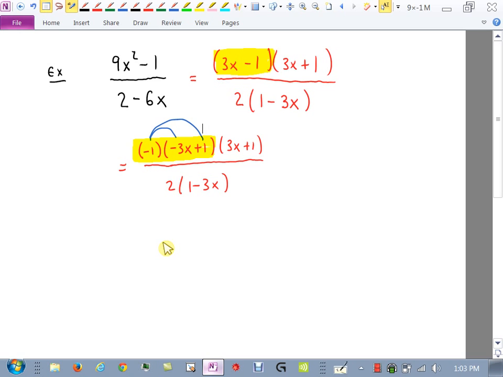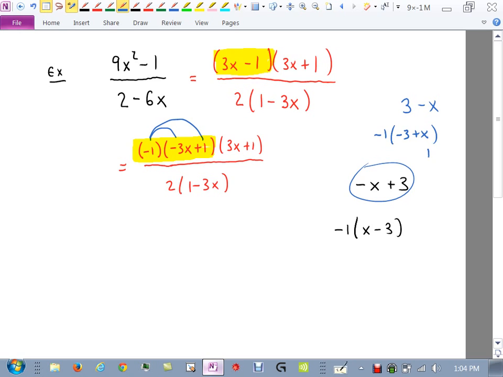It's always sitting there next to it. Look at this. If I wrote negative x plus 3, could you factor a negative out of this? You could say that's negative 1 and that's x minus 3. If I distribute this negative, I get back this. So I pulled a negative out of that, didn't I? Okay, so what if I had written it like this, 3 minus x? Can you still pull a negative out of that? Sure. I could pull a negative 1 and make it negative 3 plus x. This and this are the exact same thing. No matter what you have, you can always factor a negative 1 out.